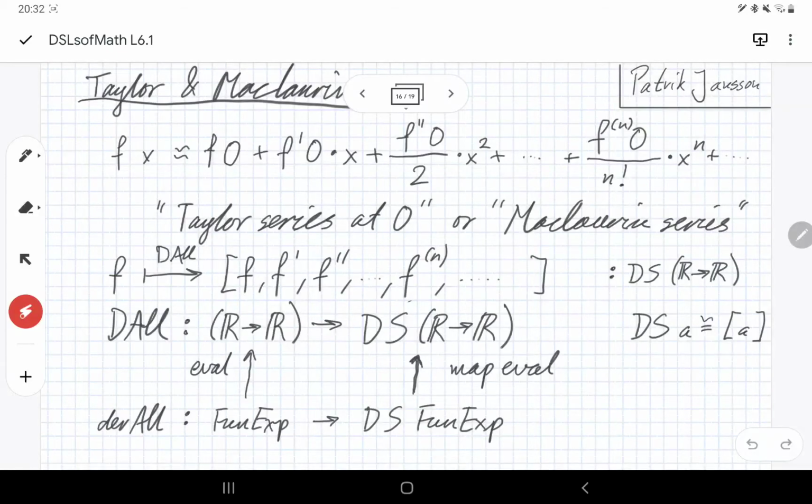So this is intended to show a diagram where we can get from a funexp to an infinite list of functions either through first evaluating and then applying Dall, or by first computing lots of derivatives syntactically and then applying eval to every one of them. And we want these two ways to result in the same infinite list.